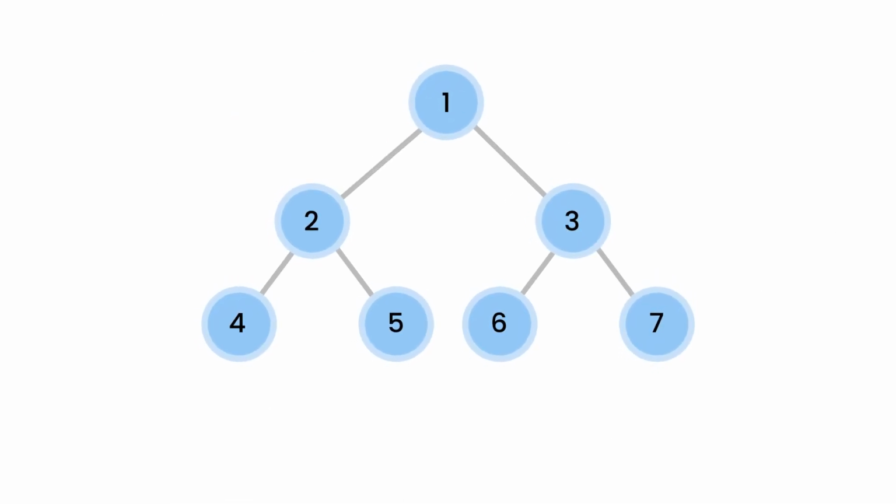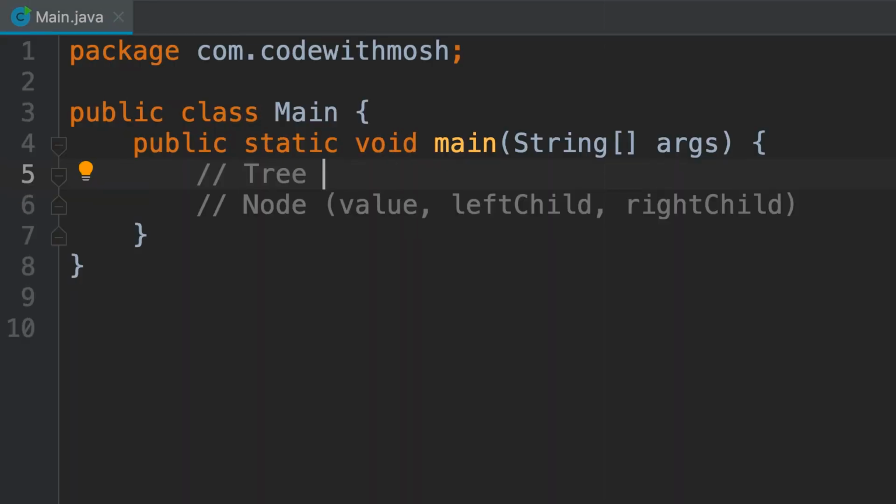Each node has a value as well as a reference to its left and right child. Okay? Now this tree class itself should have a root field, and this is a node object. Again, very similar to linked lists.